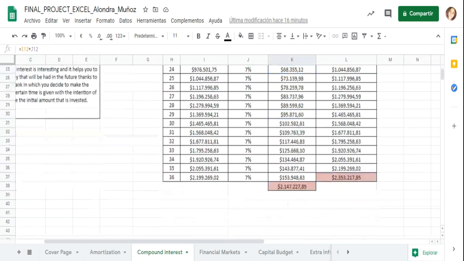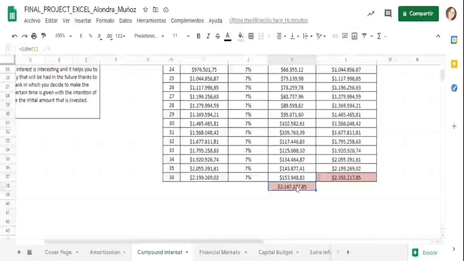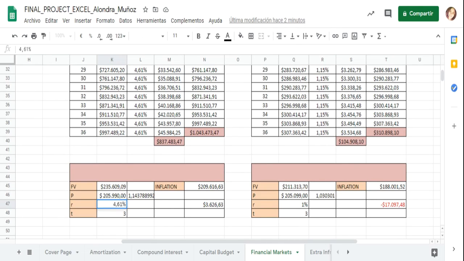And we have as a result the interest that the bank gives us, that is 4.61. And the time is also 3 years. Here we apply the future value formula, and we get that we have this quantity as a future value.